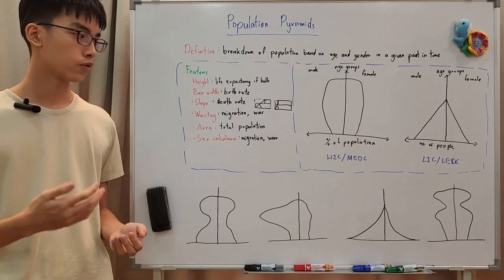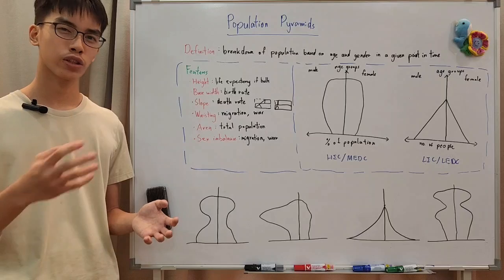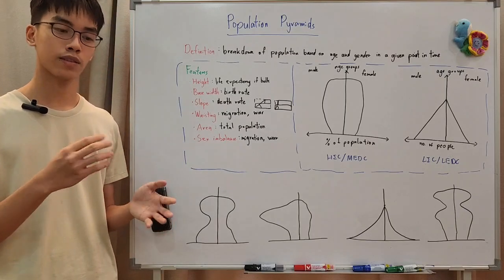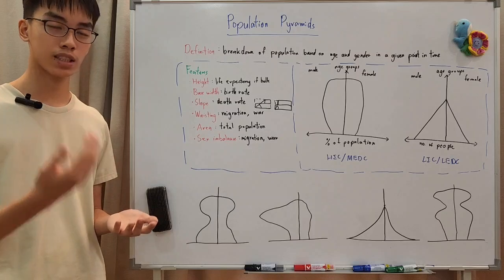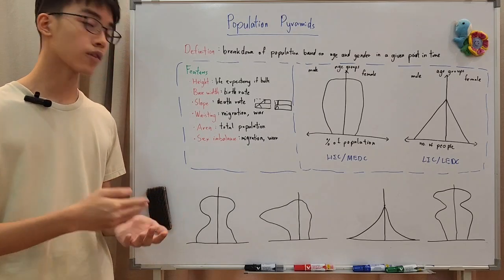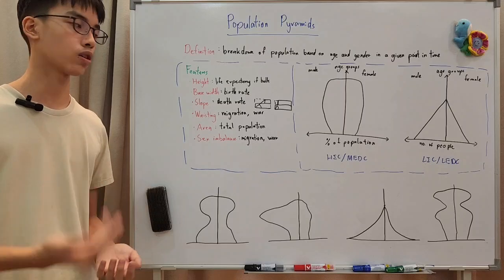Maybe migration. If you have migration inside, the men are generally the ones migrating, whereas if you have people migrating outside, men are the general ones migrating. So you have more women in that place with more out migration.